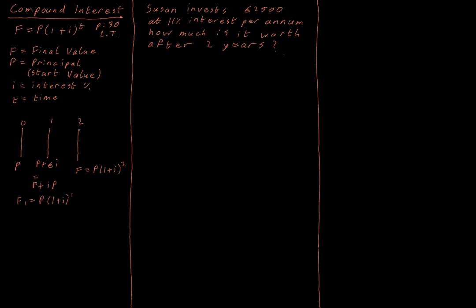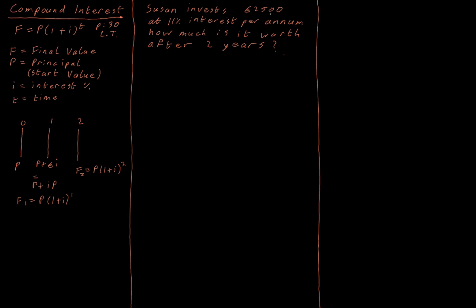At the end of year 2, we would be able to do some more maths like this to show that the final value at the end of year 2 would be the starting value, back here, times 1 plus the interest rate to the power of 2 for 2 years. So that's our formula in practice. We're going to do the following question about Susan's investment 2 ways. We're going to work through it step by step, and then we're going to use the formula. So let's get into it.